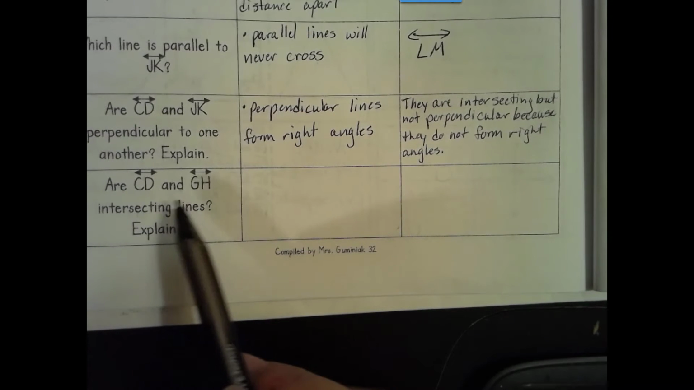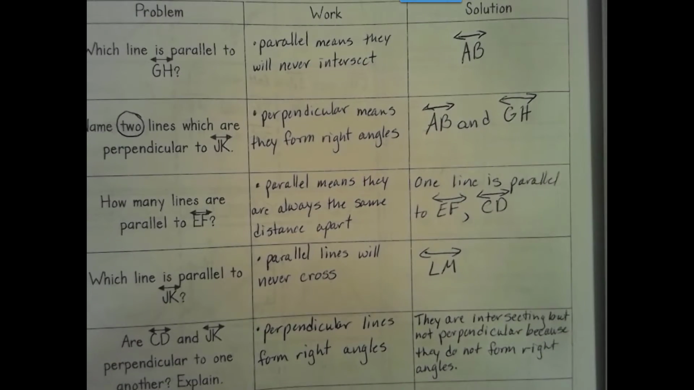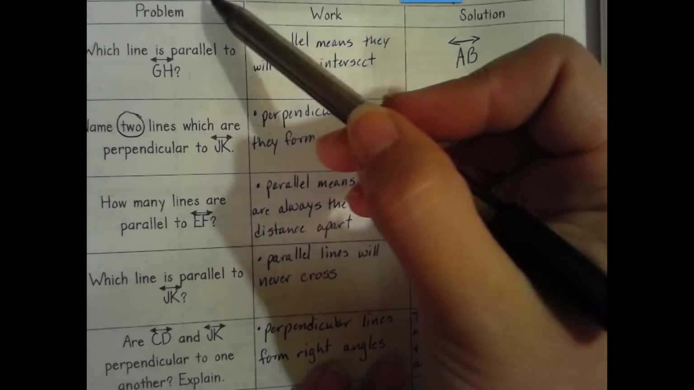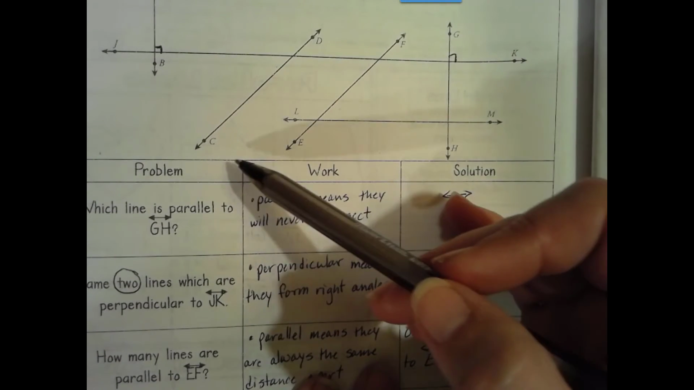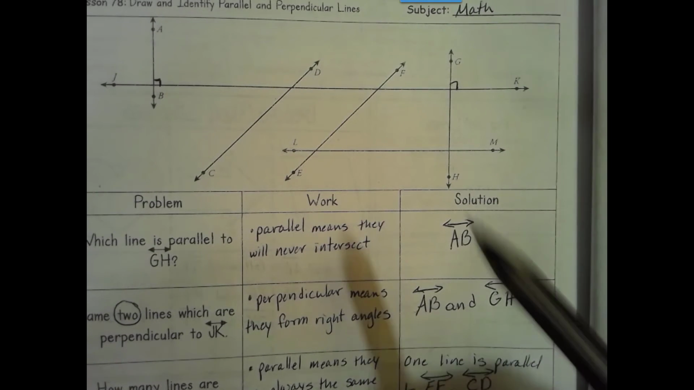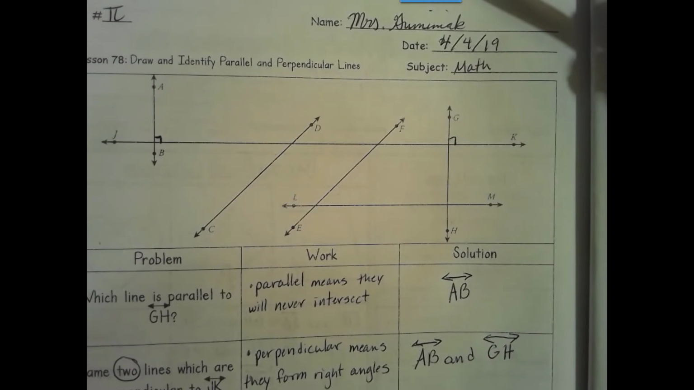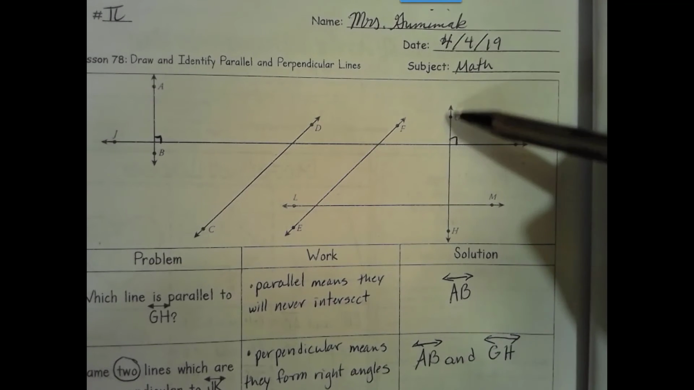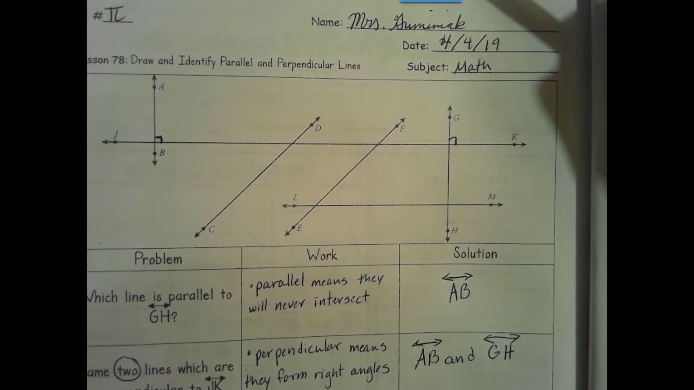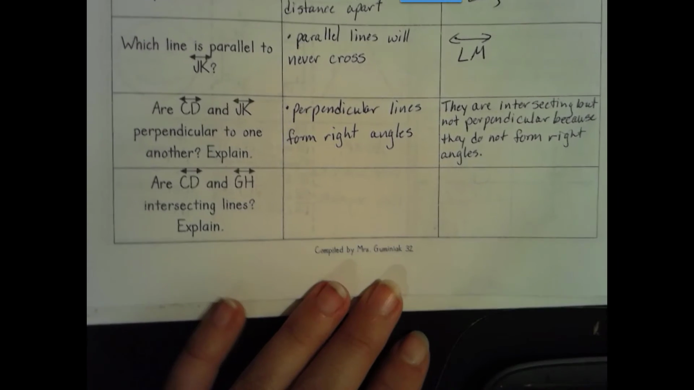Next one: are CD and GH intersecting lines? Explain. So CD and GH. Well, right now they're not intersecting, but if I extend them out, they will, because lines go on forever. And since these lines go on forever, I can extend them, and at some point they will intersect. Also, they are not parallel. They're not the same distance apart, so they would be considered intersecting.